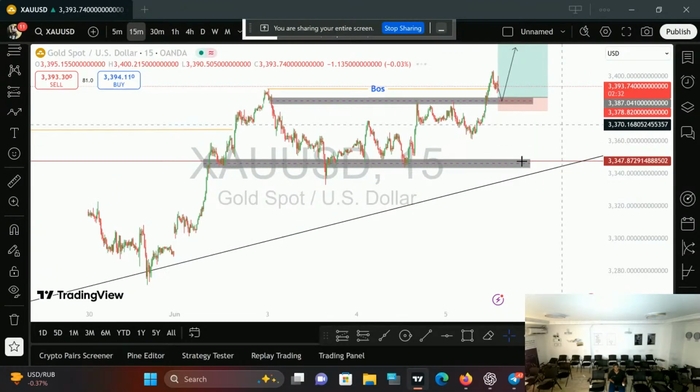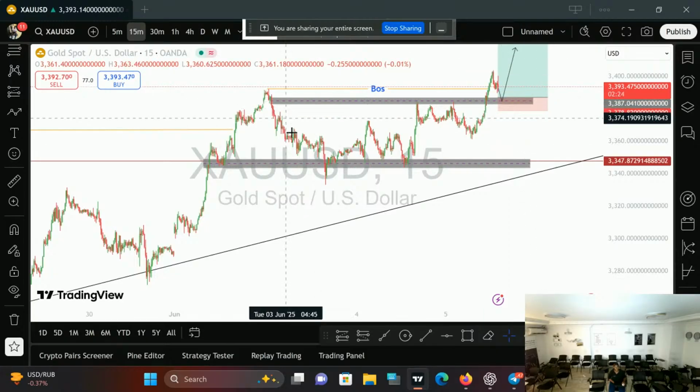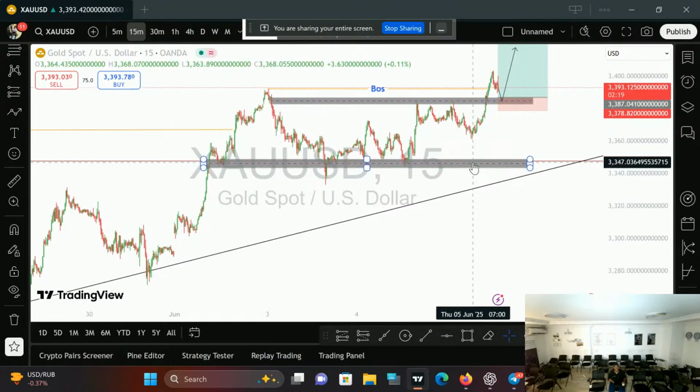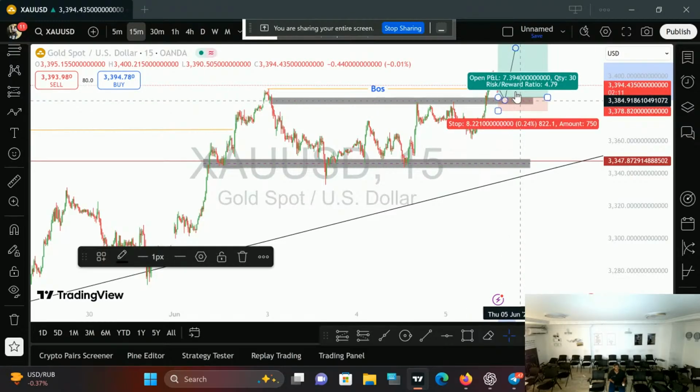So this is about gold. We are looking for a buy opportunity on gold, right? We see the market has been bullish. We see our resistance, we see our support. Our resistance has been broken and it is retesting, right? So when the market is retesting, we are looking forward to buy. So this is a very good trade.